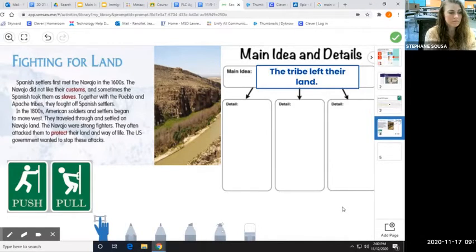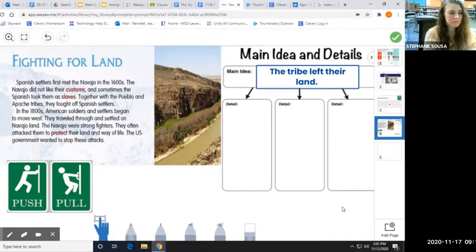In the 1800s, American soldiers and settlers began to move west. They traveled through and settled on Navajo land. The Navajo were strong fighters. They often attacked them to protect their land and way of life. The U.S. government wanted to stop these attacks.